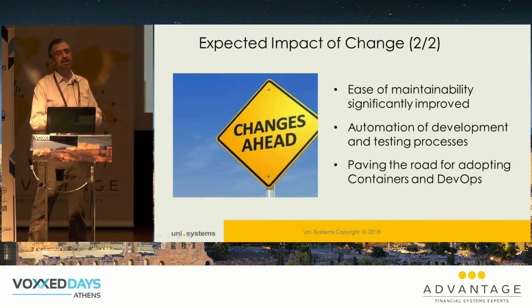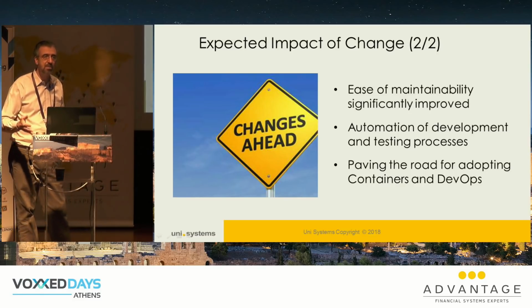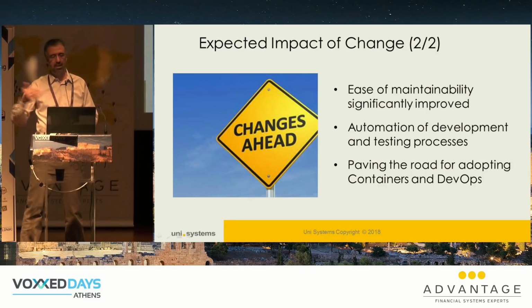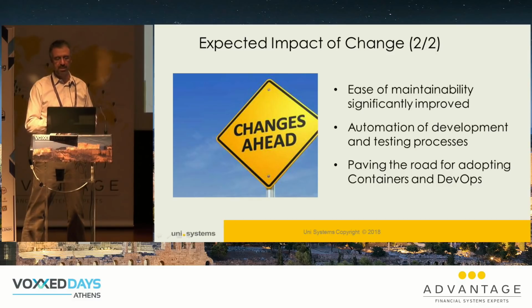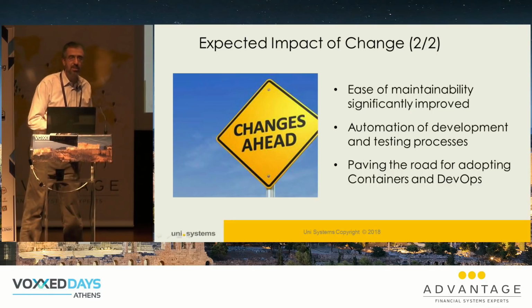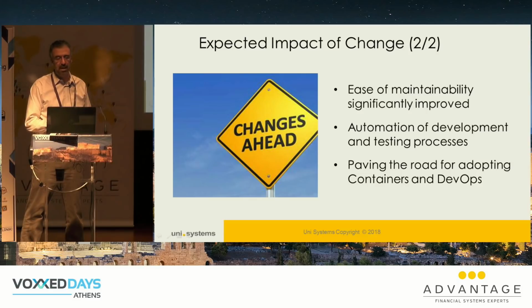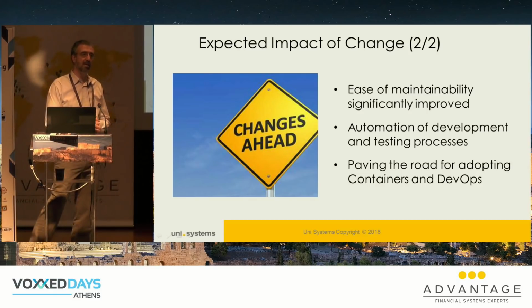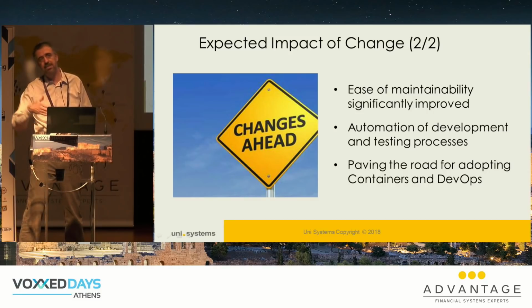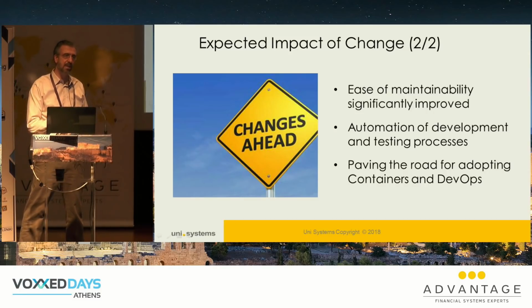And a system that's much more easily maintained because it's decoupled. Most of the technologies are much more recent, much easier to work with. We have managed to automate the development and the testing processes, so automate the builds and everything that you would expect from a modern development project. And very important, this paves the road for moving to the next step, adopting containers and actually managing to become a truly DevOps organization.